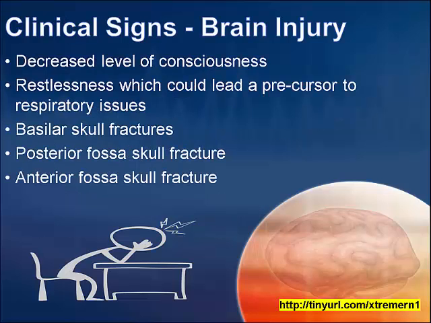Clinical signs for brain injury. The patient with traumatic brain injury can have a change in level of consciousness that can range from feeling confused to a coma. Restlessness and agitation might be caused by hypoxia. Signs of a basilar skull fracture could be noted with Battle's sign and raccoon eyes. Cerebral spinal fluid that is leaking from the ear could be from a posterior fossa skull fracture. Leaking cerebral spinal fluid from the nose could be an anterior fossa skull fracture.